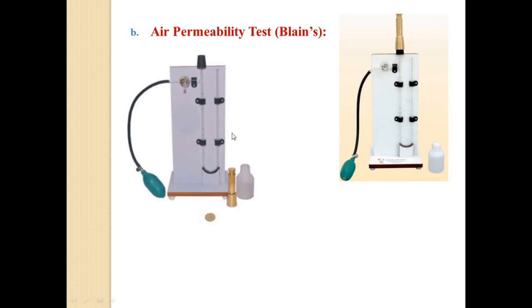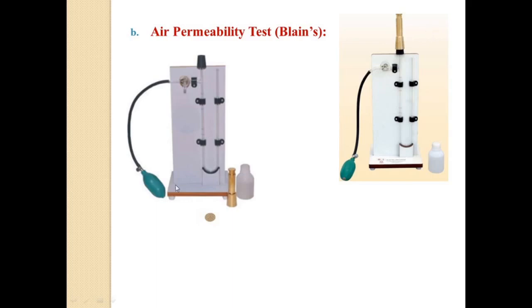Here we can see the air permeability apparatus. Firstly, we put the manometric liquid in this U-tube manometer. The permeability cell is inserted over this cork. In this permeability cell, we take 2.84 grams of cement.